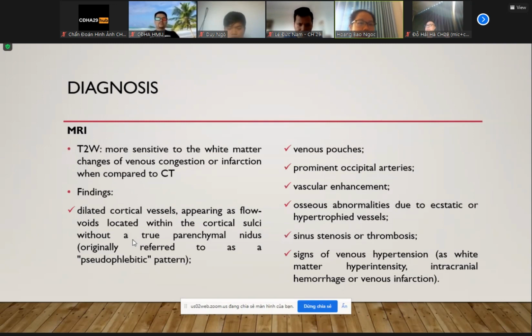For MRI, T2 weighted is more sensitive to the white matter changes of venous congestion or infarction when compared to CT, and findings vary by clinical presentation, including dilated cortical vessels appearing as flow voids located within the cortex without a true parenchymal nidus, venous patches, prominent occipital arteries, vascular enhancement, osseous abnormalities due to ectatic or hypertrophied vessels, sinus stenosis or thrombosis, and the signs of venous hypertension.